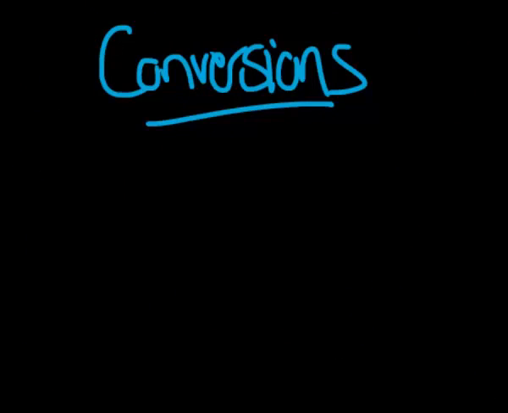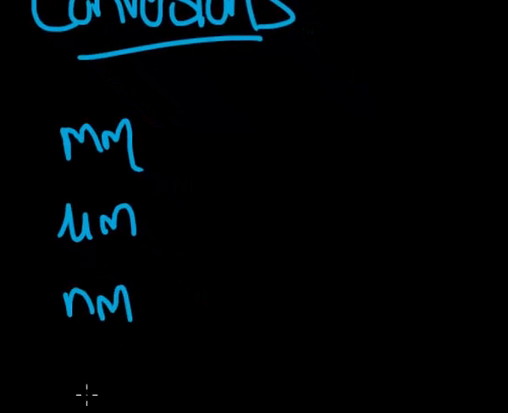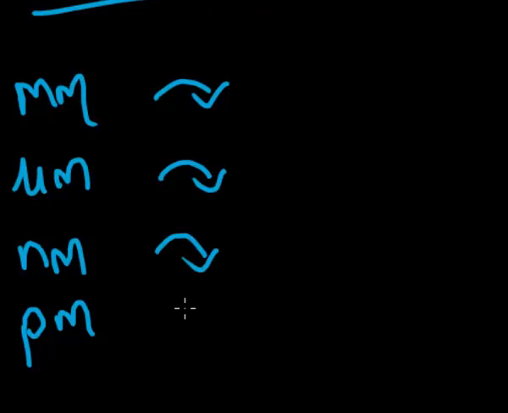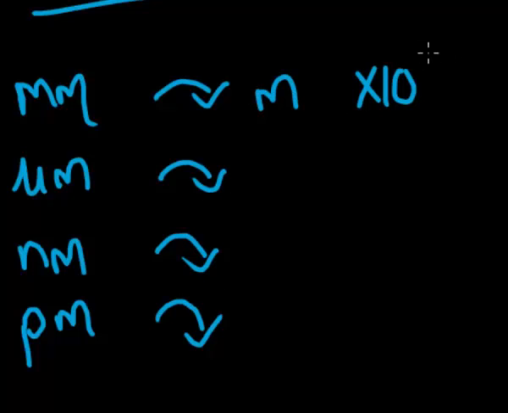Now we have spoken about conversions before in previous lessons, but you'll come across it again in this lesson. Note though that usually lambda is given as a very small value, which can either be in millimeters, micrometers, nanometers or picometers, and you need to convert each one of them every time to meters. Now if I want to convert millimeters to meters, then I'll multiply by 10 to the power of negative 3 or divide with 1,000.